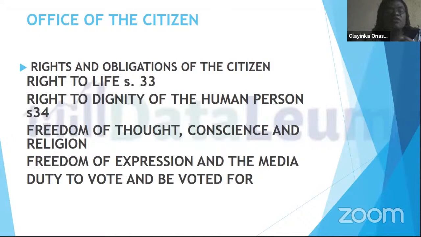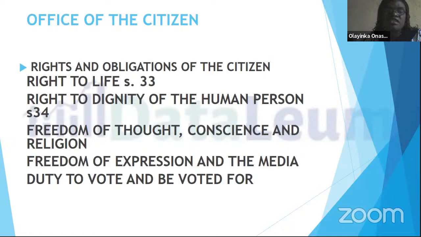So freedom of expression and the media, too, is very sacrosanct. In fact, this is democracy, one of the pillars that democracy rests on. So there are so many of these rights, and I've highlighted some, which are the right to dignity of the human person. Nobody should treat you shabbily. Nobody should assault you. And that's why you could actually approach the court when you've been assaulted and get damages.